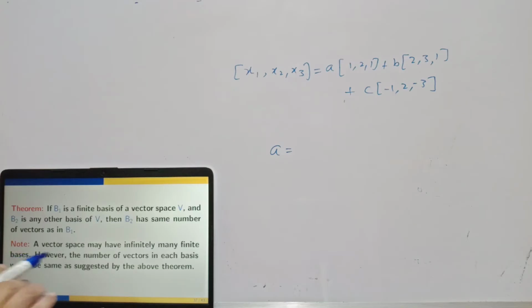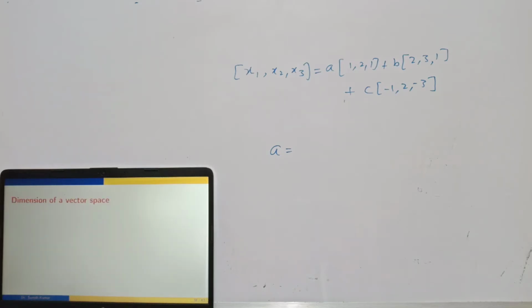So the note follows from it. A vector space may have infinitely many finite bases. However, the number of vectors in each basis would be the same, as suggested by the above theorem. Okay, so remember this point, it's very important: the number of elements in a basis remains the same.